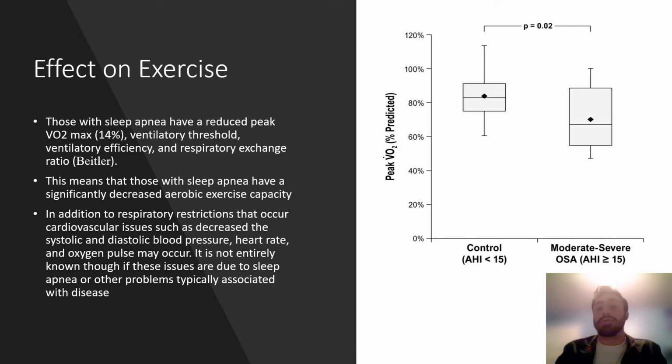So for the effects of exercise specifically, those with sleep apnea have a significantly reduced peak VO2 max, on average by 14%, from this one study that I have the image of right here. In the study, the control group's average VO2 max was around 82, whereas people with moderate to severe obstructive sleep apnea were around 68.